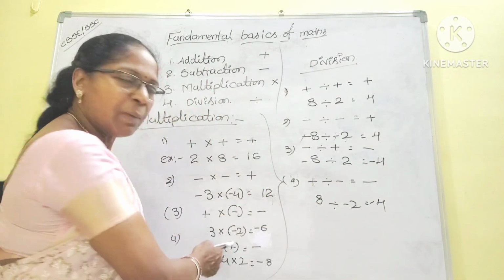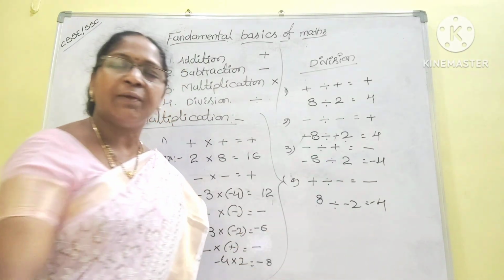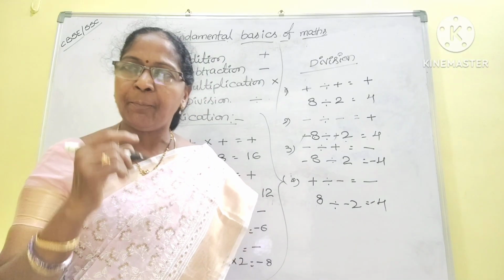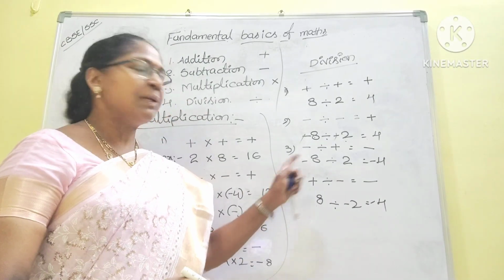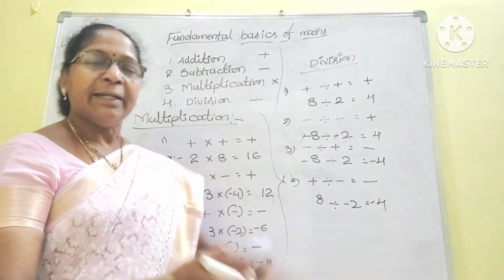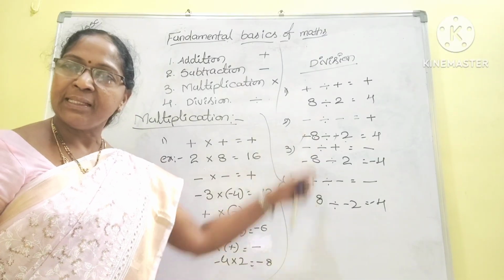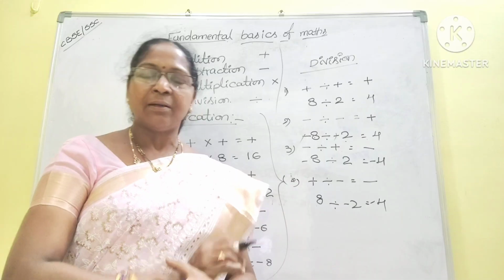So in multiplication also same, you will get negative, as well as in the division also you will get negative. When both symbols are same, then you will get positive in the answer. When both are different symbols, that means plus and minus are there, either in the multiplication or in the division also, you will get negative sign. This is the basic concept. These four are the basic fundamentals of maths.